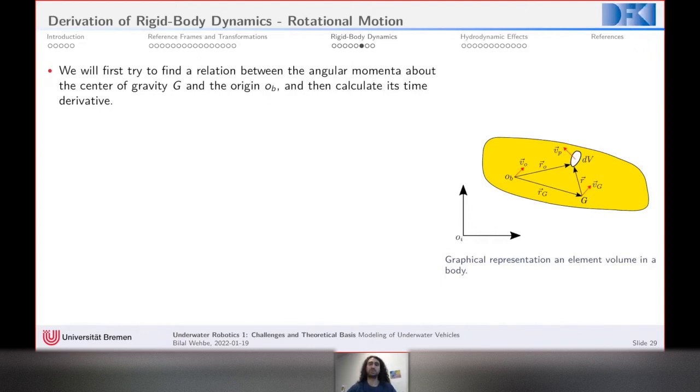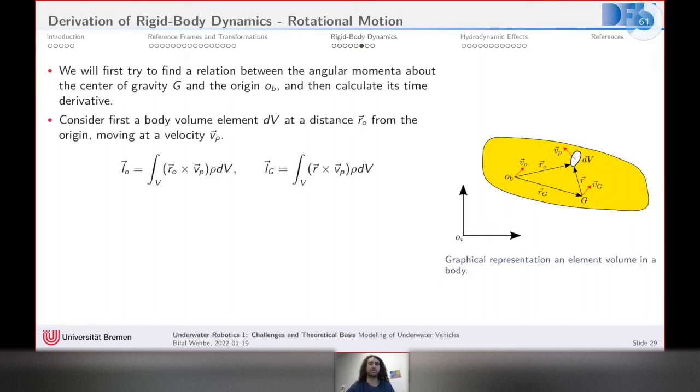Now, for angular motion, it's a little bit more complicated. I'm going to give just a brief introduction, but the methodology is almost the same. We always want to try to calculate the angular acceleration with respect to the center of gravity in the inertial frame, right? So first of all, let's define these terms.